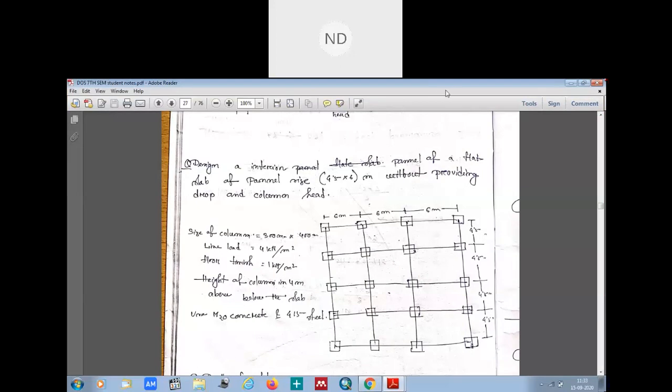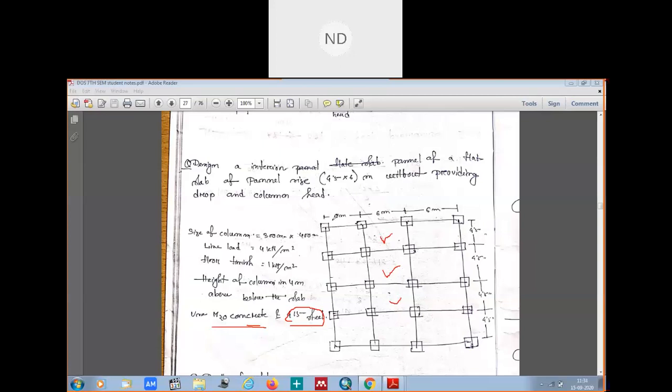Floor finish is given to you. Height of the column is also given, above and below the slab. You have to use M20 concrete and Fe415 grade of steel. This is the figure given to you. We have to design these interior panels, which are of size 6 meter. This is the longer span and this is the shorter span, which is 4.5 meter. These are simple plain flat slabs without drop and without column head.